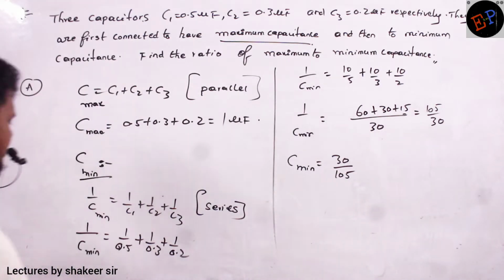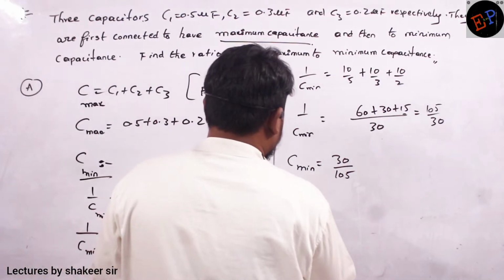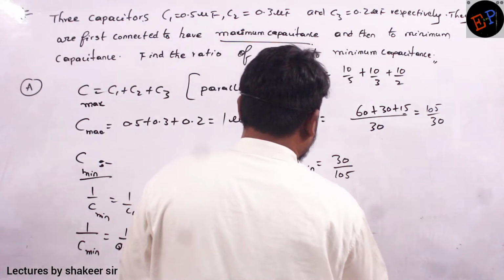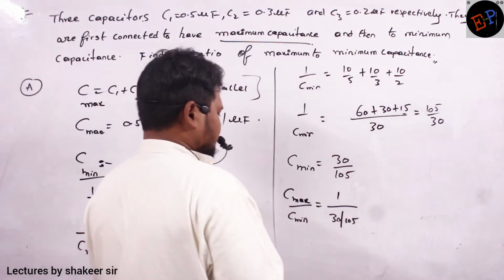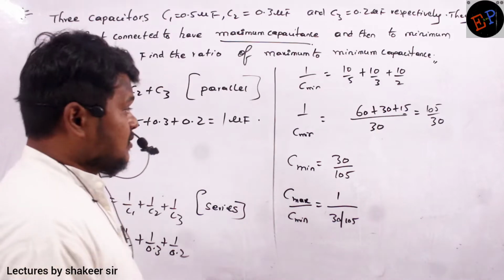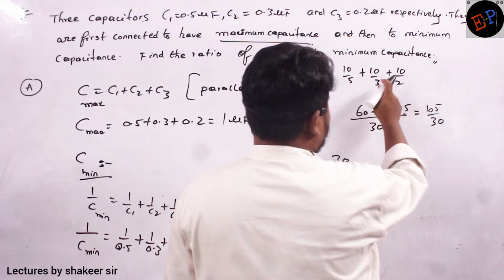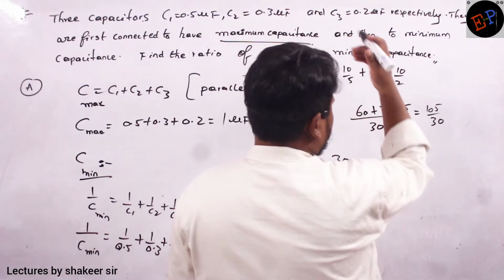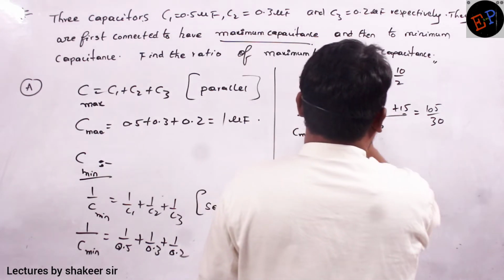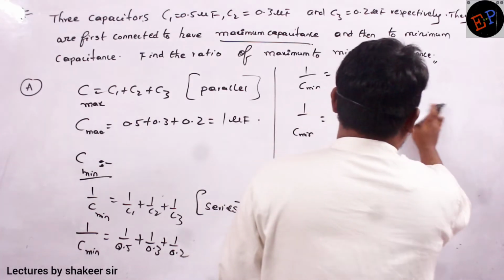Now what is he asking? He is asking us to take the ratio of maximum to minimum capacitance. So C max divided by C minimum. C max is 1. C minimum is 30 divided by 105. Is the calculation correct? 10 by 3 into 30 is 100. Sorry, here I made a mistake. This is correct only. 60, 10, 100. Mistake I have done.